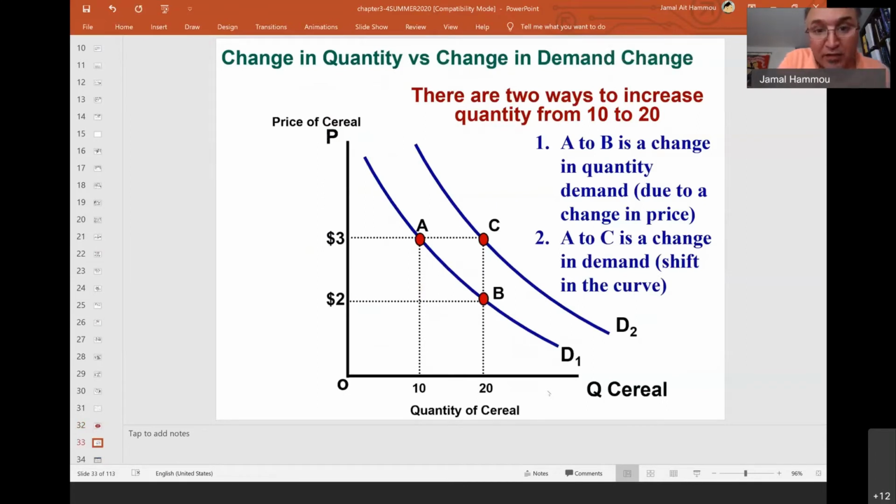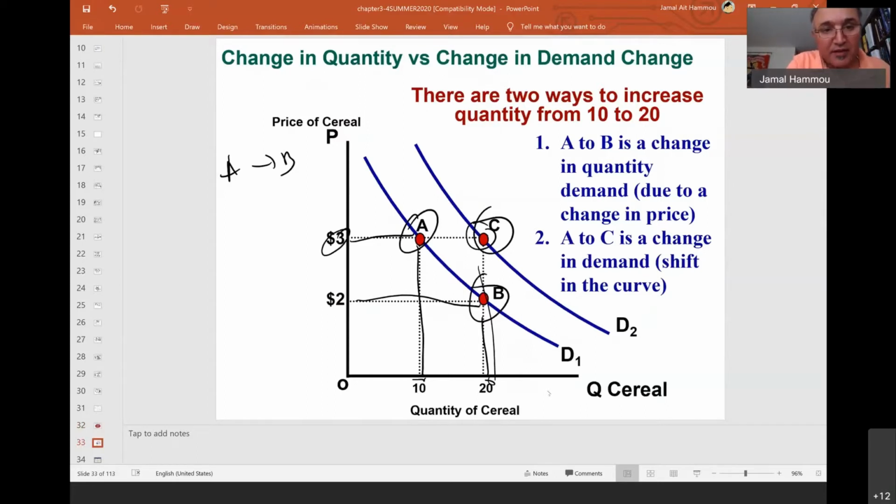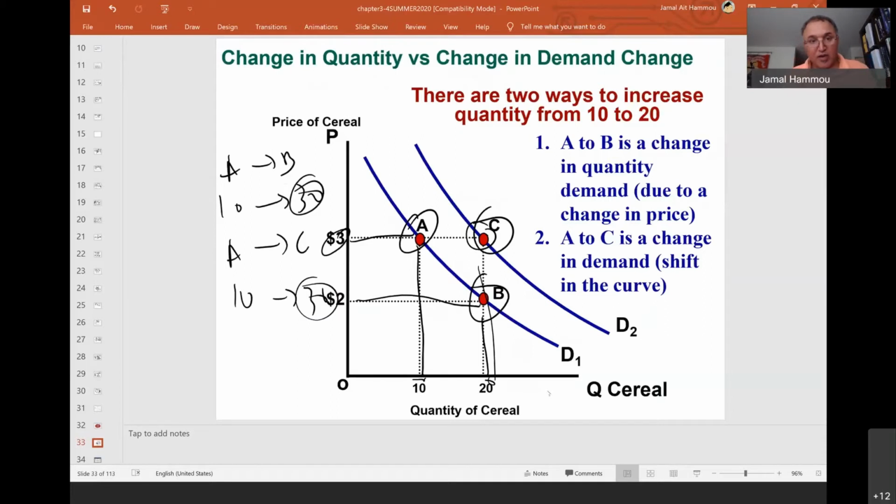So look at the movement from A to B versus the movement from A to C. If I start at point A, the price is 3 and the quantity is 10. If I move to B, the price is 2 and the quantity is 20. But in the movement from A to C, the price stayed the same, but the quantity changed. In the movement from A to C, the quantity went from 10 to 20. What is the difference between movement A to B and movement A to C? We end up with the same quantity.